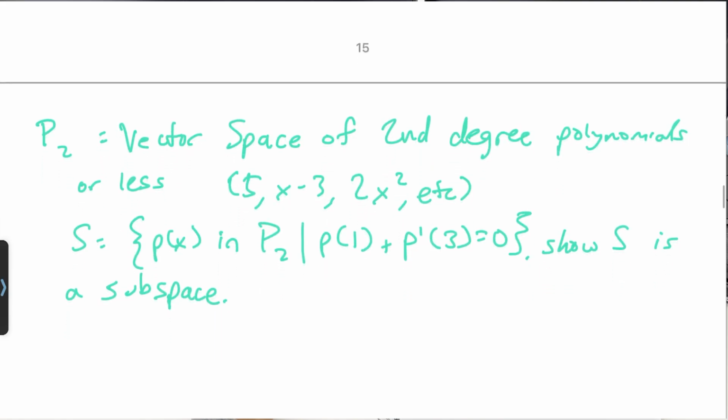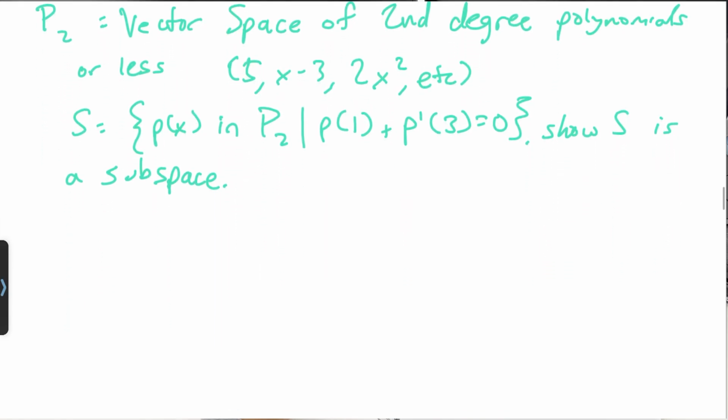And here's the second type of abstract vector space I want to talk about, which is polynomials of a given degree, in this case second degree. An example question would be to show that S is a subspace. Now we're given that p of x is in P2. This essentially means you could say that p of x is equal to some number a x squared plus some number b x plus some number c. That right there is a second degree polynomial.